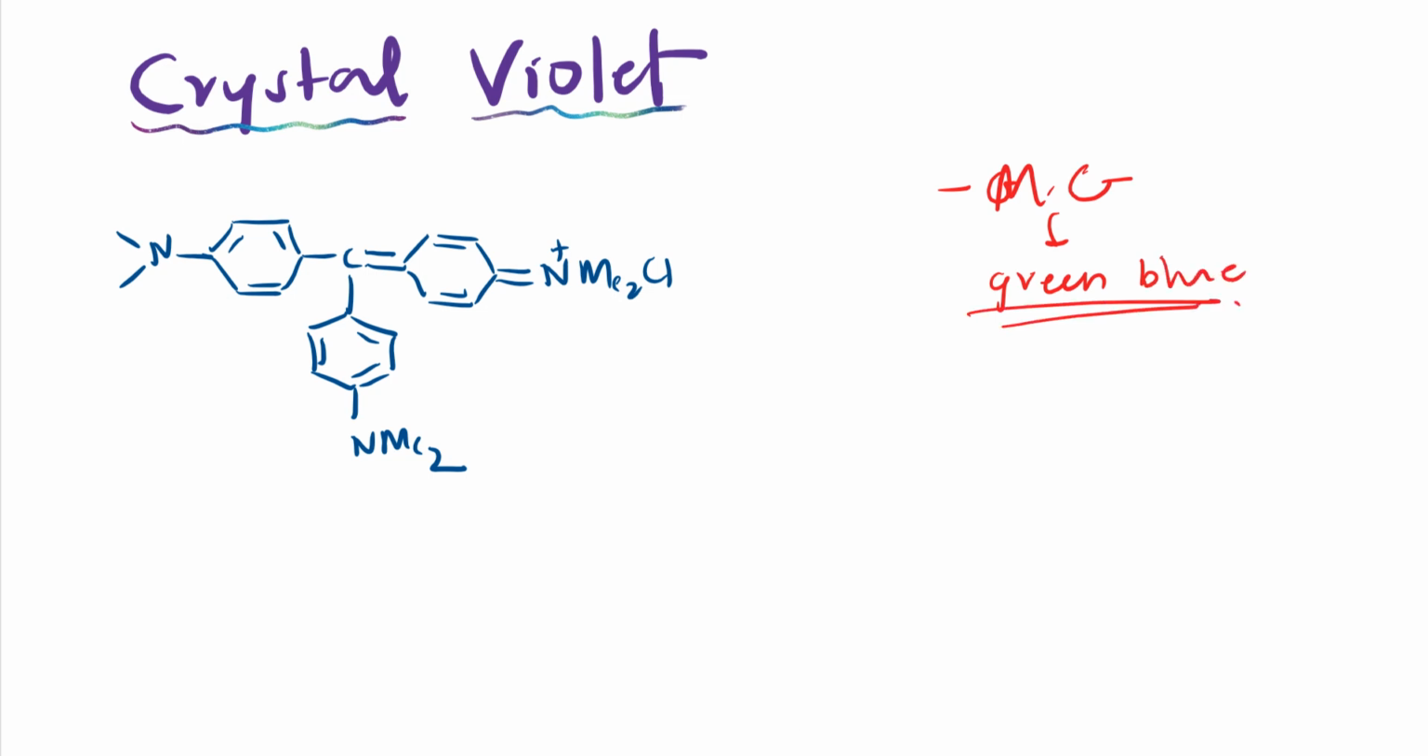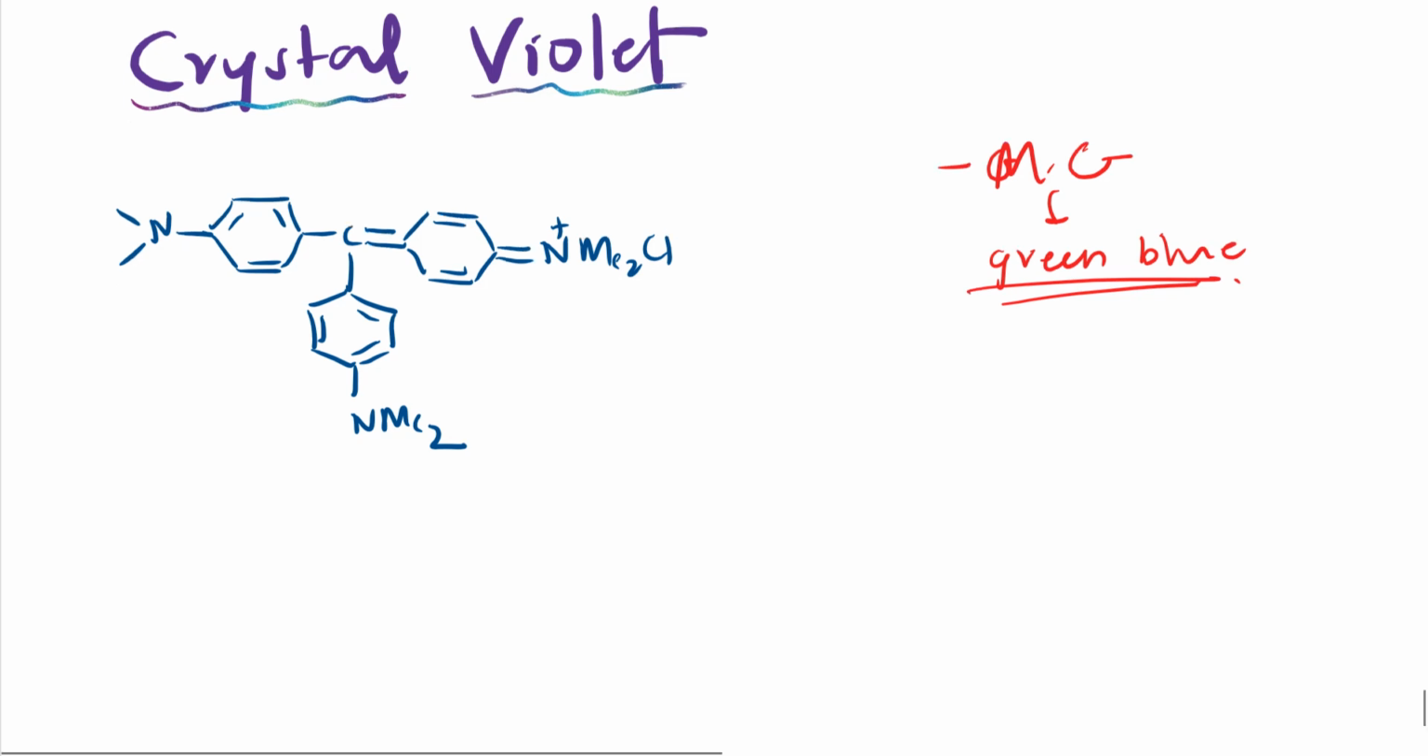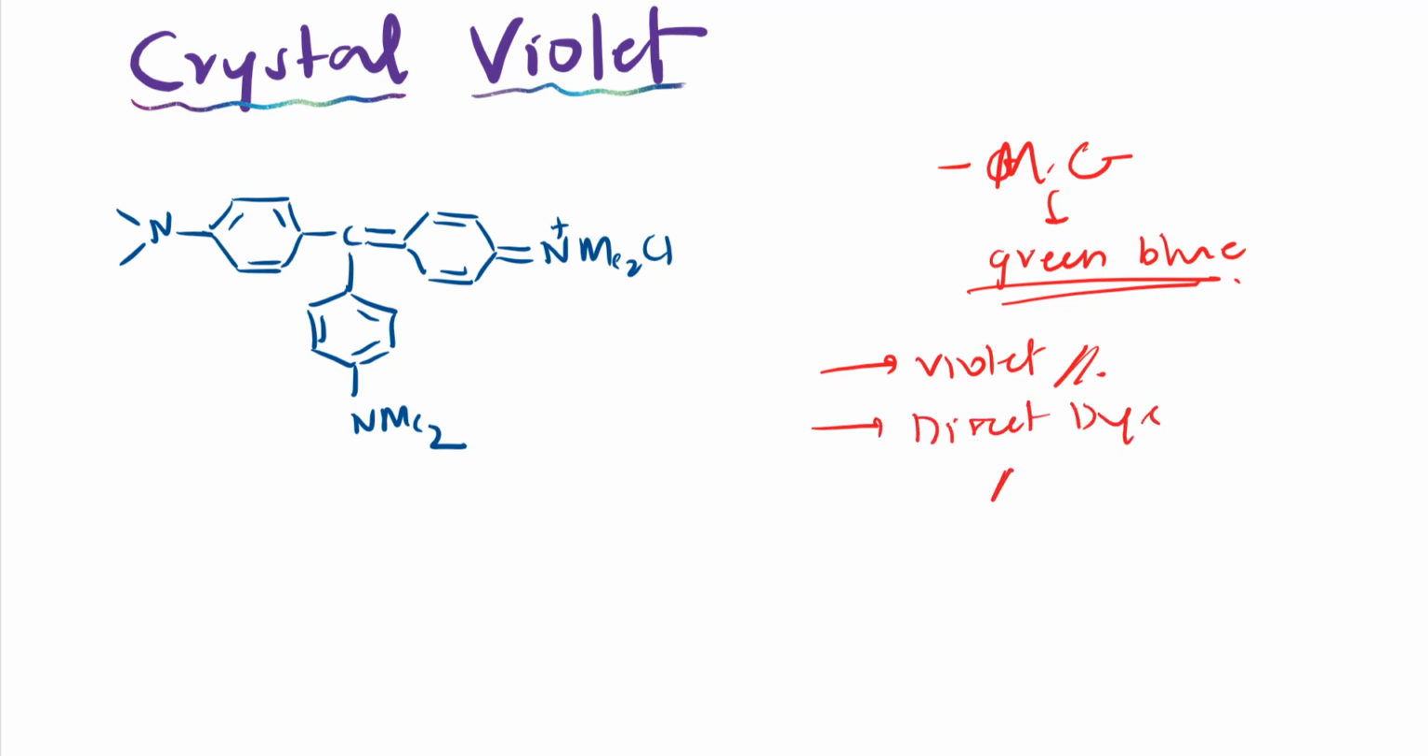Now let us see crystalline violet. Its color is violet. The name tells whether it's violet, green, or Congo red, which is red in color. So this is violet in color. That is the first point, and it is also used as a direct dye, but only for animal fabrics. Why use it only for animal fabric?